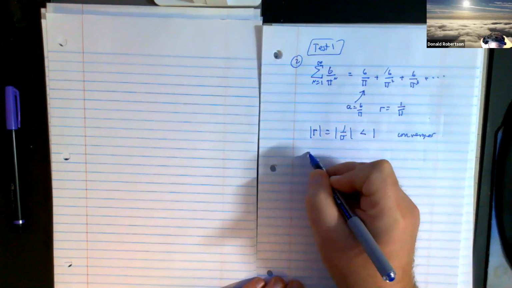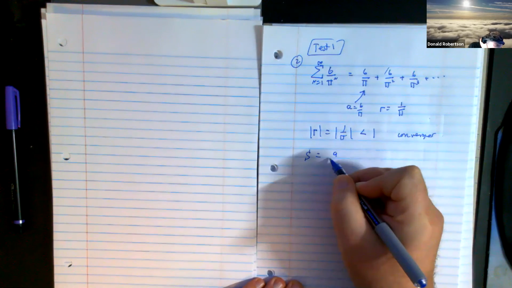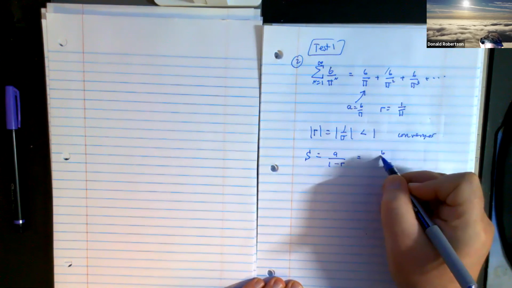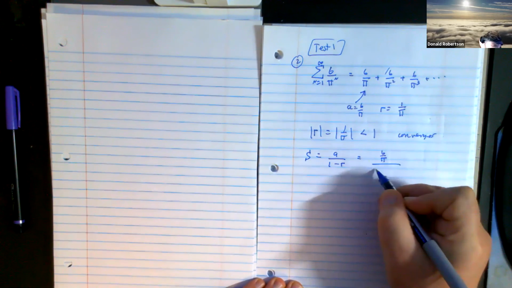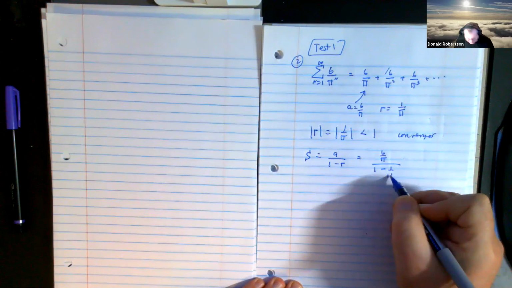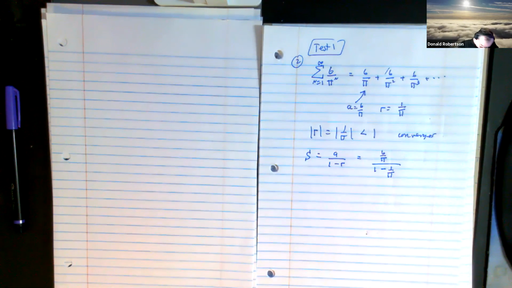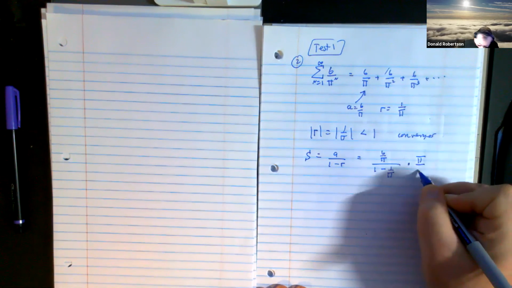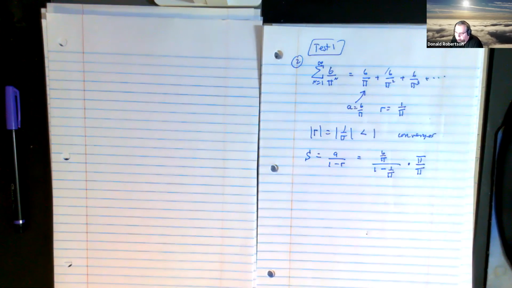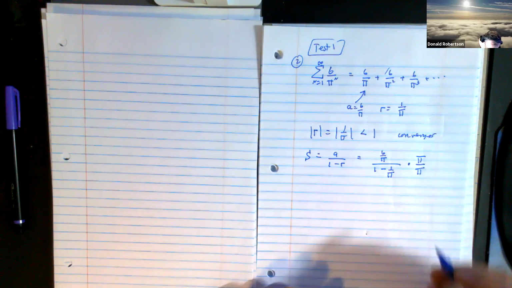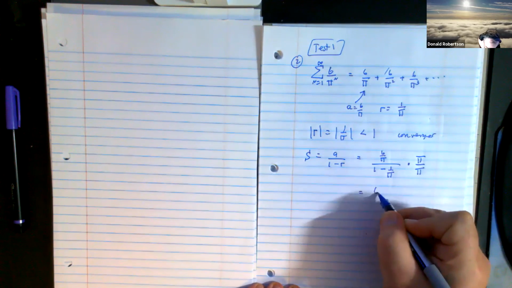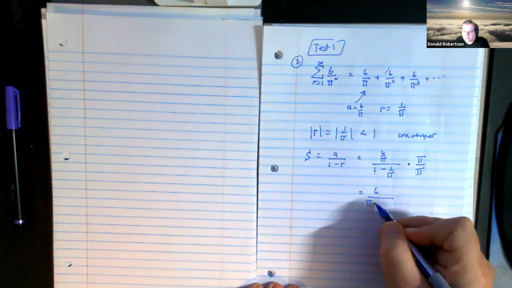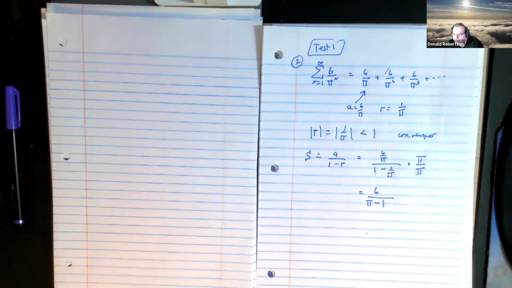So let's see what the sum is. A over 1 minus r. A is that guy over 1 minus r, which is that guy. And now I'm going to make it look pretty by multiplying by a special version of 1 called pi over pi. And this fella becomes 6, and this fella becomes pi, and this fella becomes 1, and now you have a nice answer.